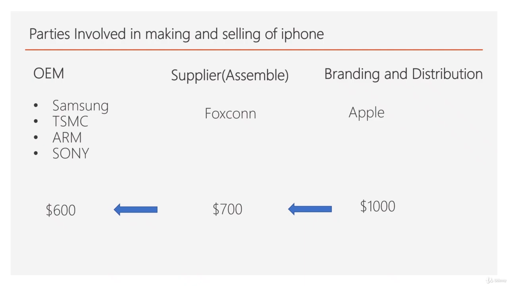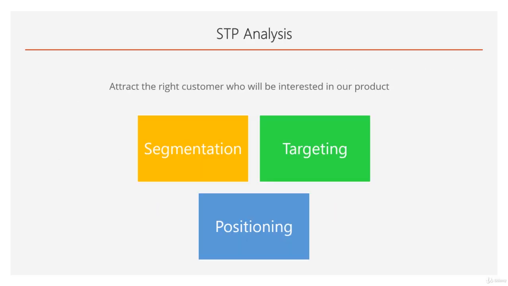So that is all about your iPhone and how actually money flows in your modern economy. Now we'll understand one more interesting topic, that is STP analysis. And STP stands for segmentation, targeting and positioning. The main idea behind doing STP analysis is to attract the right customer who will be interested in your product. Now we'll start our journey with segmentation.